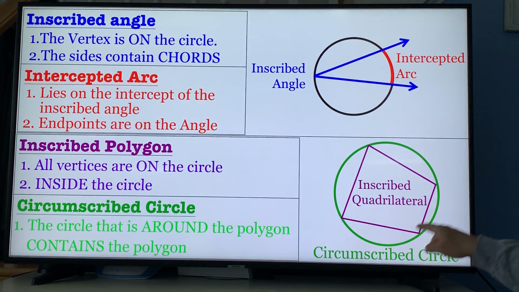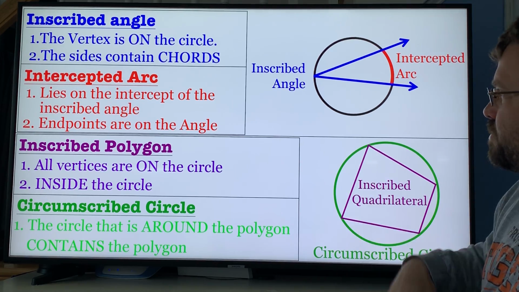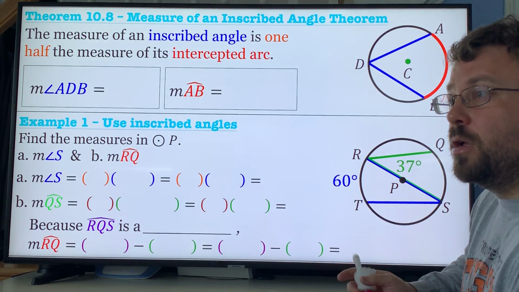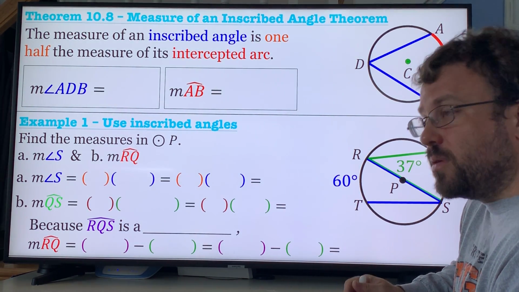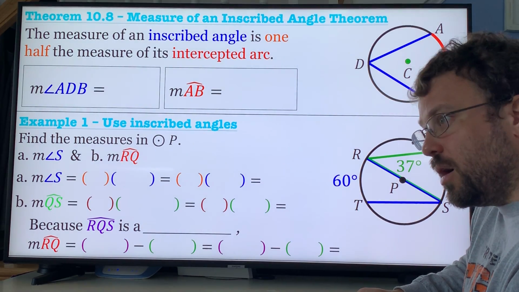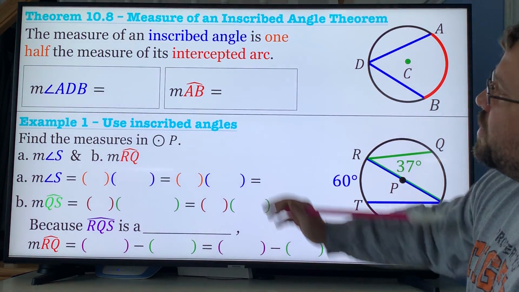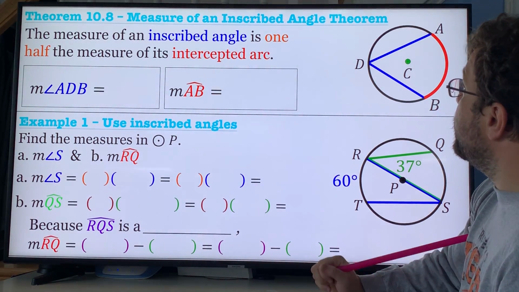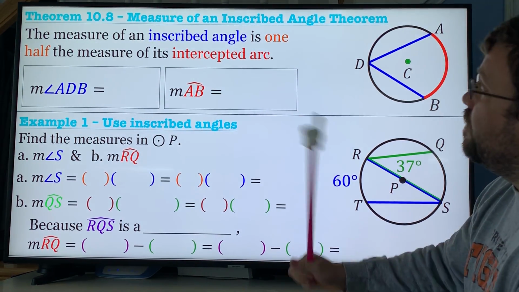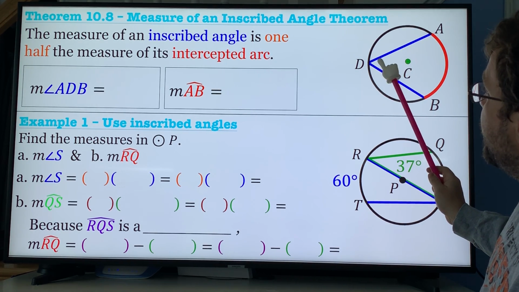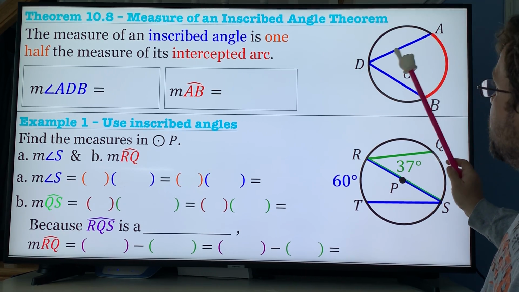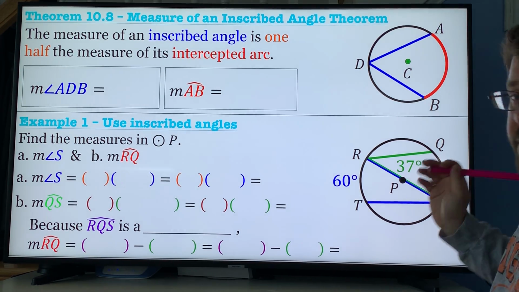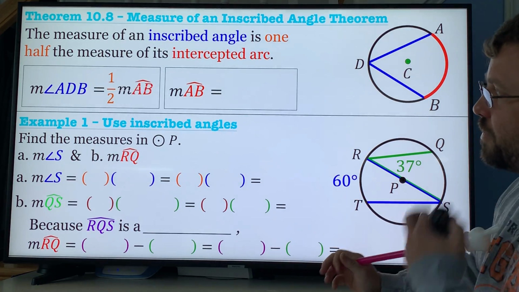Circle, quadrilateral. And the polygon can be any shape, as long as the sides are straight, like triangle, quadrilateral, pentagon, hexagon, dodecagon, all that fun stuff. Measure of an inscribed angle is 1/2 the measure of the intercepted arc. That's the rule. That is the rule that we will be using, the most important rule here. Measure of the inscribed angle is 1/2 the measure of the arc. So the measure of angle ATB is 1/2 of the measure of arc AB.